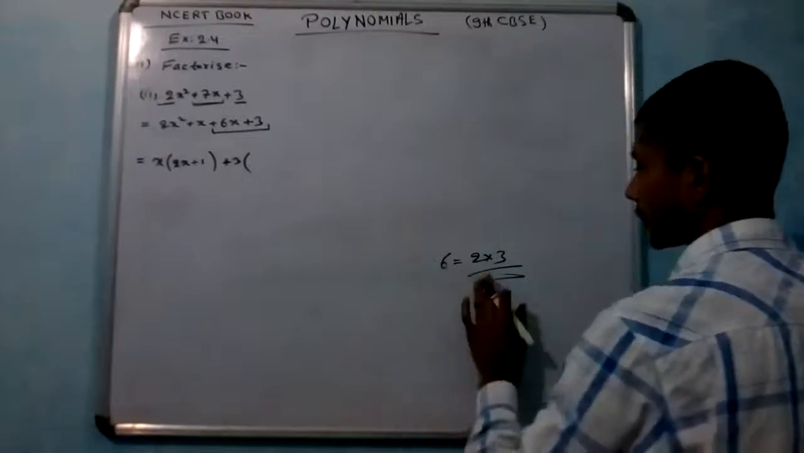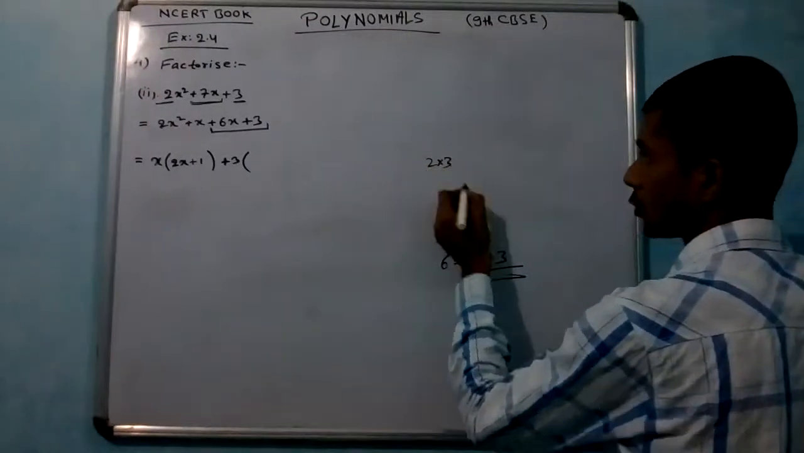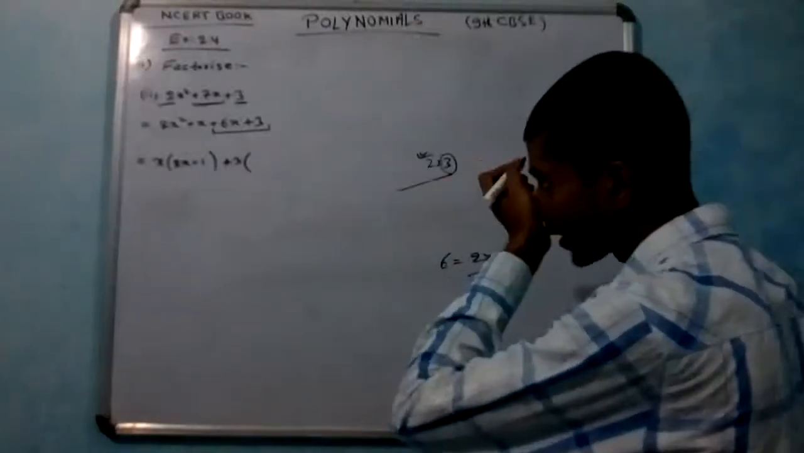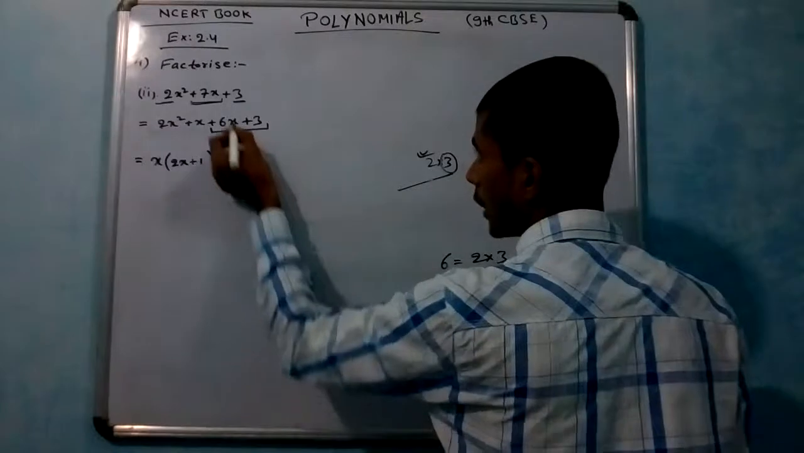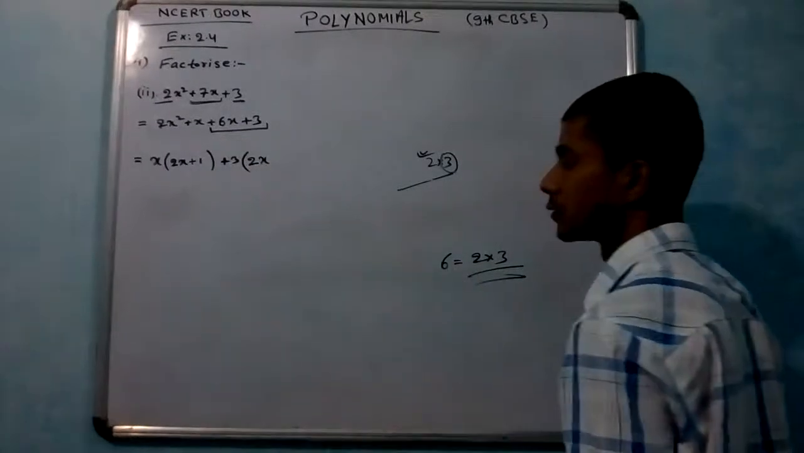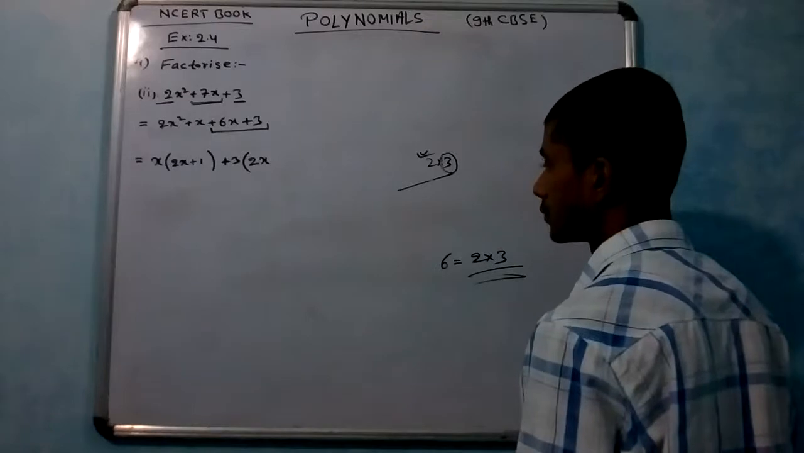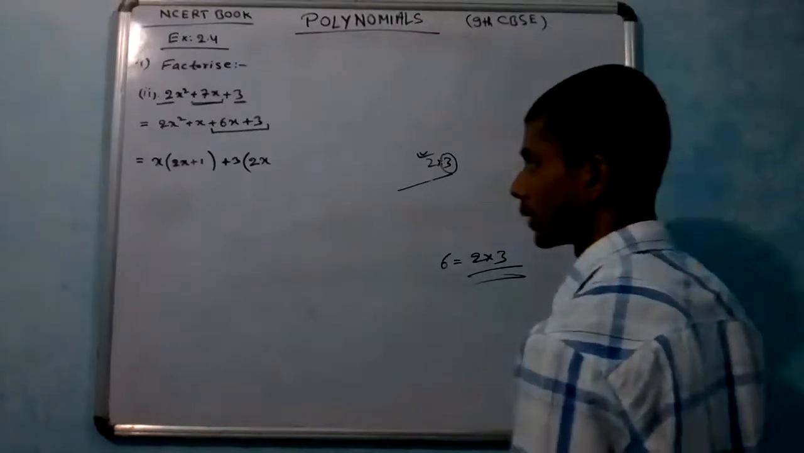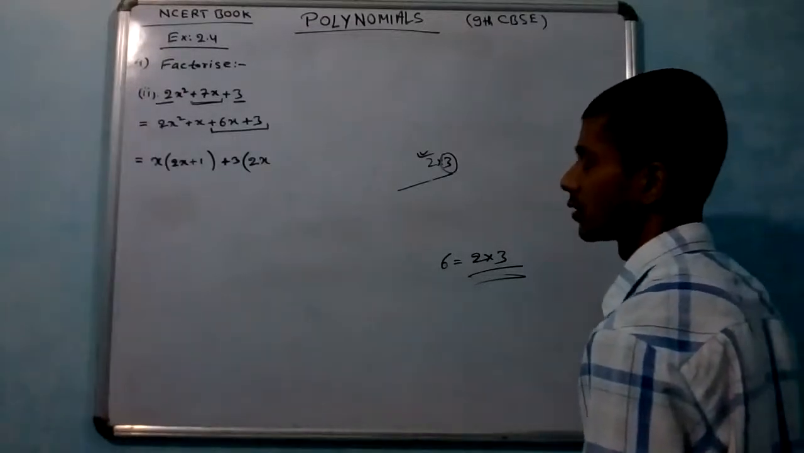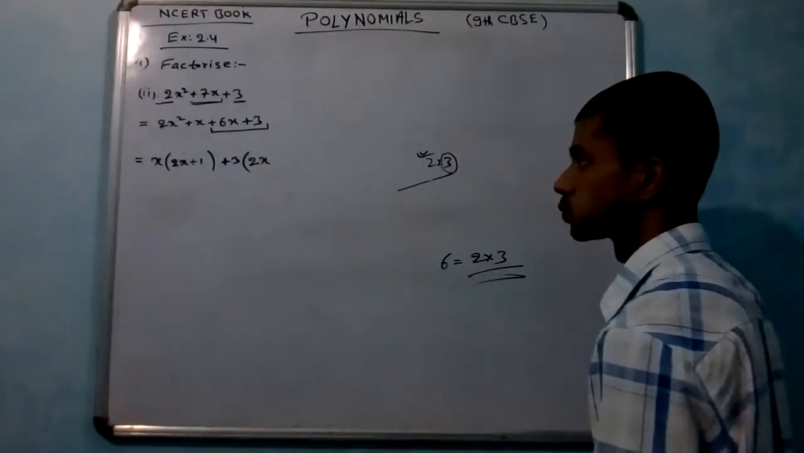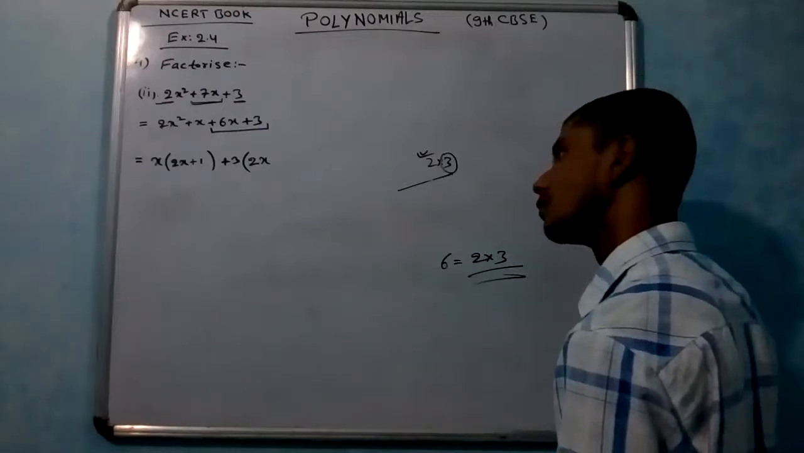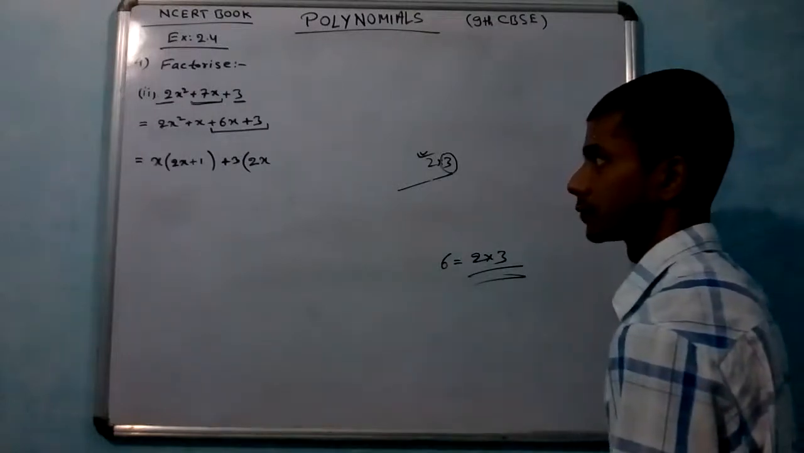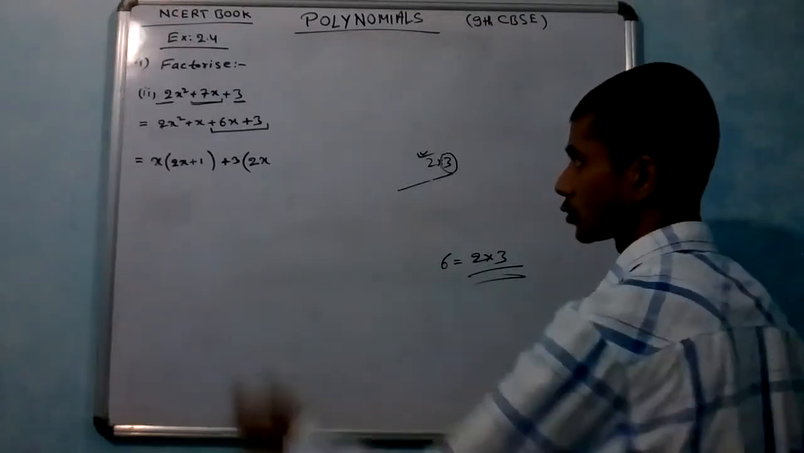What should I write here? What is left? 6 is nothing but 2 into 3, no? If 3 is taken outside, what is left? 2 is left. And of course x is there, 2x. Next what? Close the bracket. Again the same mistake. So what is left here in the second place?